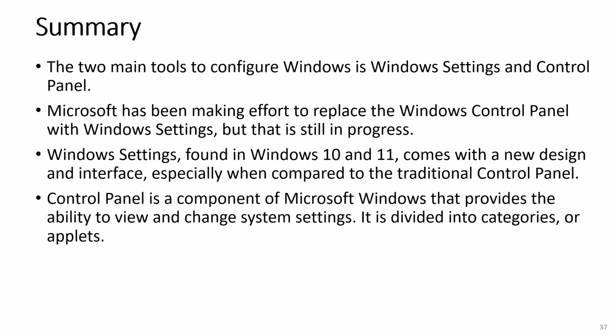In summary, the two main tools to configure Windows are Windows Settings and Control Panel. Microsoft has been making efforts to replace the Windows Control Panel with Windows Settings, but that is still in progress. Windows Settings, found in Windows 10 and 11, comes with a new design and interface, especially when compared to the older Control Panel. Control Panel is a component of Microsoft Windows that provides the ability to view and change system settings. It is divided into categories or applets.